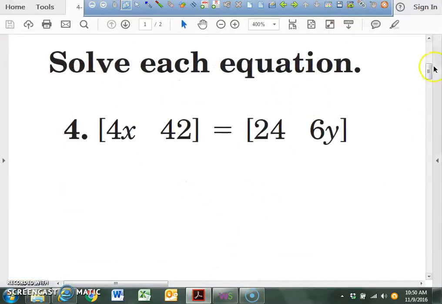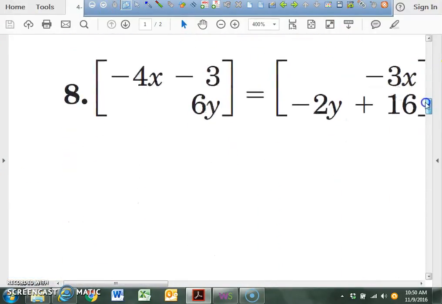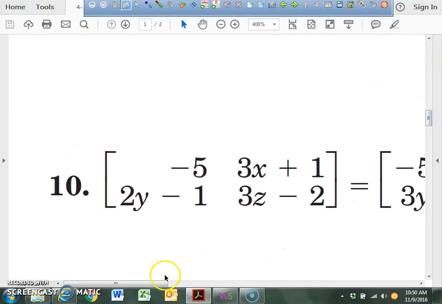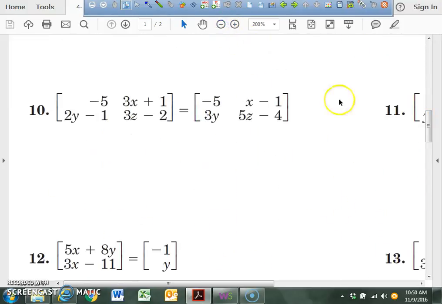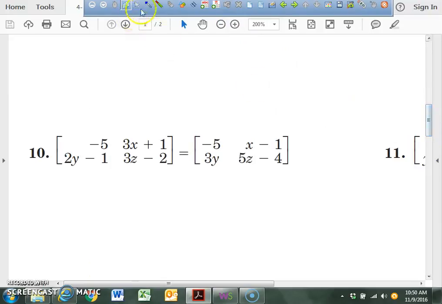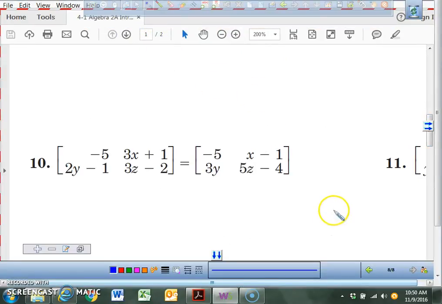All right, we're going to go down to number 10. It's a little bit more challenging. All right, here we go. I have to zoom out just a tad. There we go. So here's number 10.